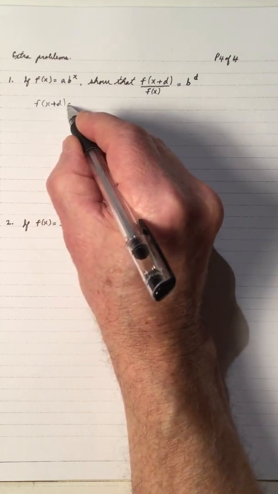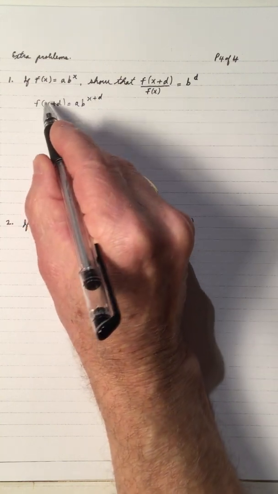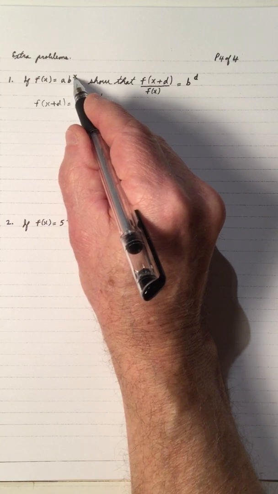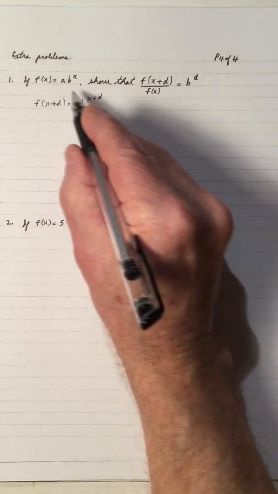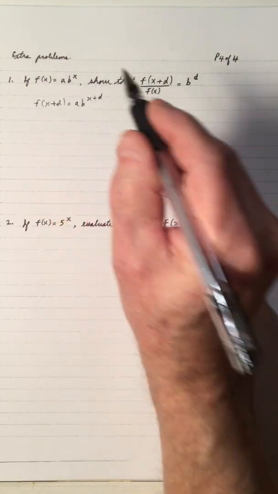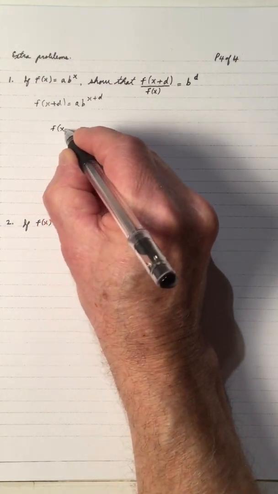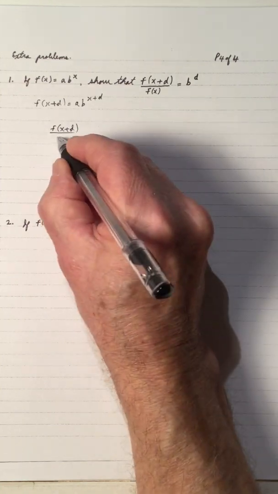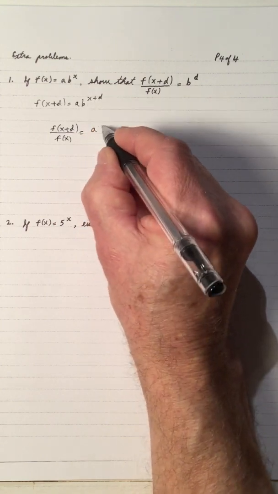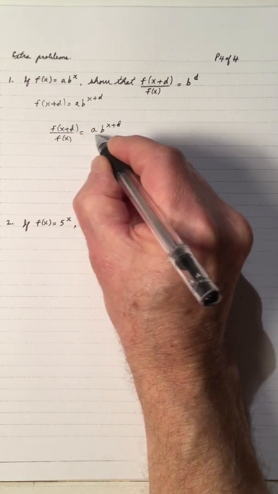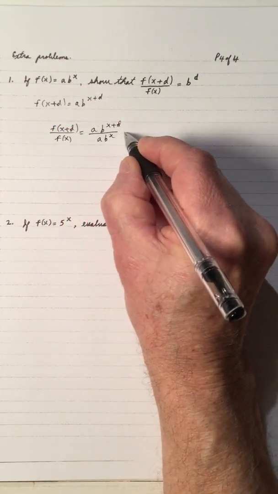So f of x plus d is a b to the x plus d. So if I were doing f of 6, I would put 6 in the place of x. Now I just got to put the x plus d in the place of x. And so f of x is a b to the x. So if you think about it, f of x plus d divided by f of x, f of x plus d is right here, a b to the x plus d, divided by f of x, which is a b to the x.